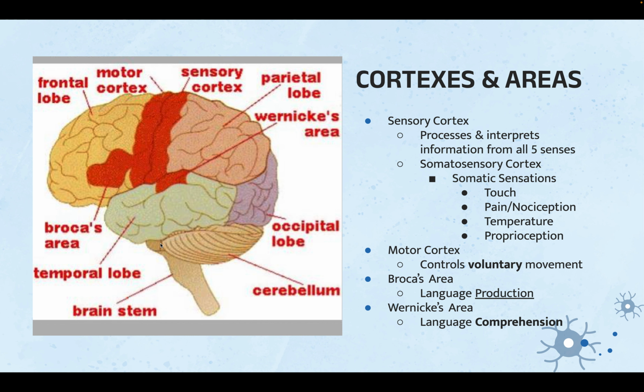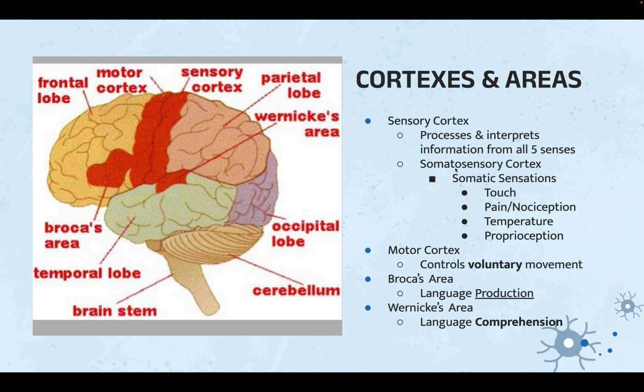So within the brain, there's obviously a lot of important cortexes in specific areas within it. In this case, a lot of the more important ones that are addressed are the motor cortex, sensory cortex, Wernicke's area, and Broca's area. The sensory cortex processes and interprets information from all five senses. So all five senses send information to the sensory cortex, which interprets it and says specific actions.